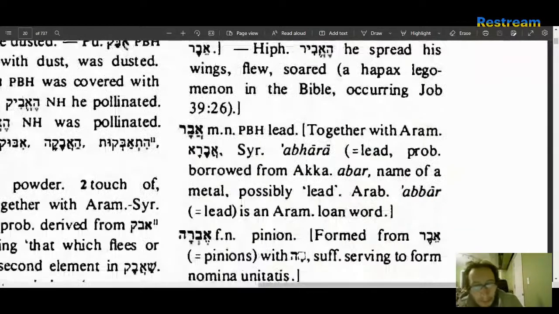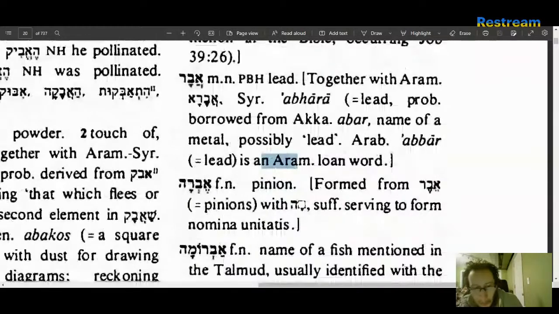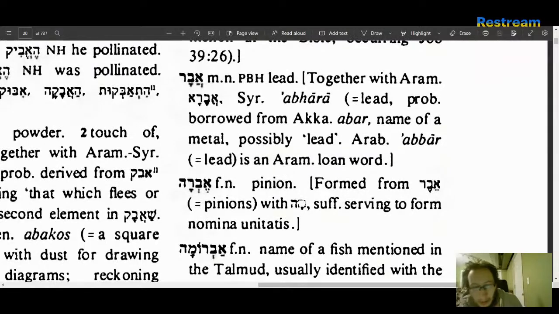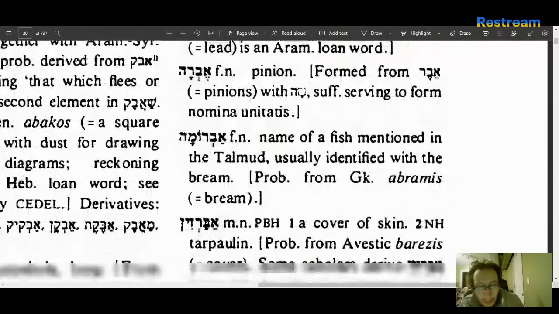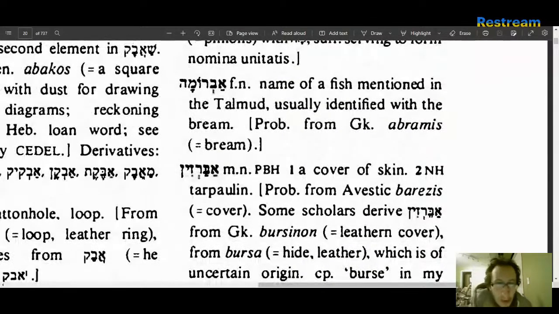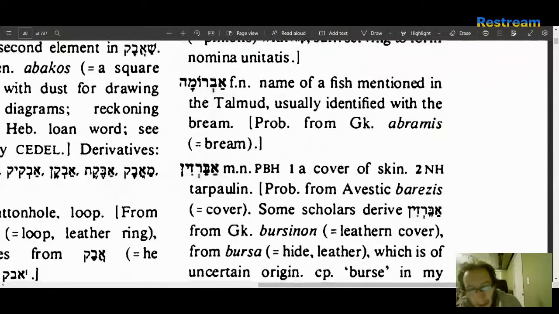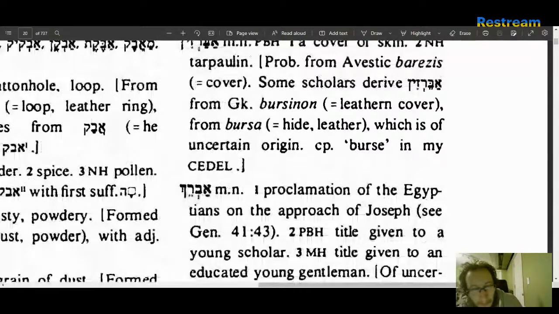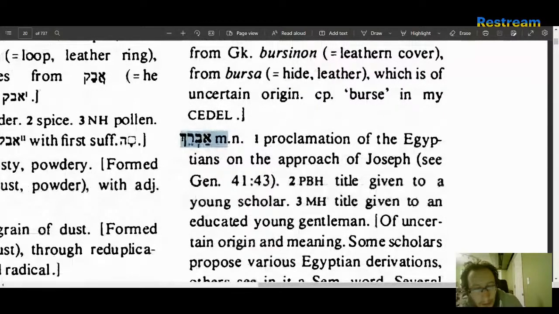And then post-biblical Hebrew, abar, together with the Aramaic and Syriac, means lead, probably borrowed from Akkadian abar, name of a metal, possibly lead. Arabic abar, lead, is an Aramaic loanword. So here we have the same abra, which is a pinion or a wing. These are just words borrowed from other languages again. Abarak is okay. We'll go to that one after.